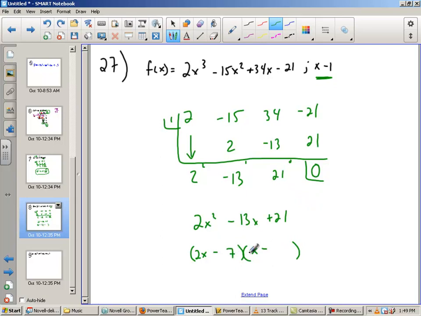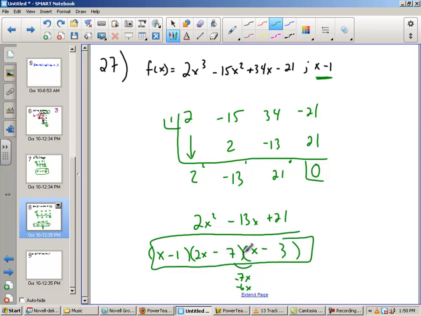So I'm just going to do 7 here and 3 here. This would be 7x, negative 7x, and that would be negative 6x. That's negative 13. So this is right. I just need to put in the original factor, which is x minus 1. And I'm done. Okay? So that's how we do 27. Again, it'll be synthetic, and then you'll try to factor that last piece.